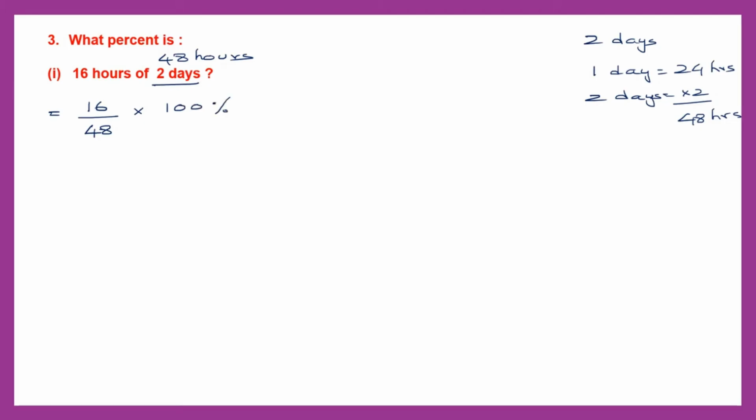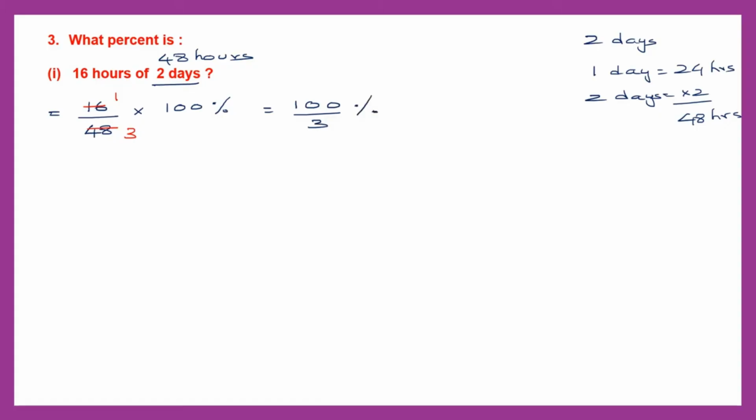Cancel what you can. I can cancel 16 and 48. 16 ones are 16. 16 threes are 48. Now I can't cancel anything else. So what do I have? I have 100 by 3%. So let's write that down. So this becomes, in the numerator, 1 into 100 is 100. In the denominator, I have 3, 100 by 3%.